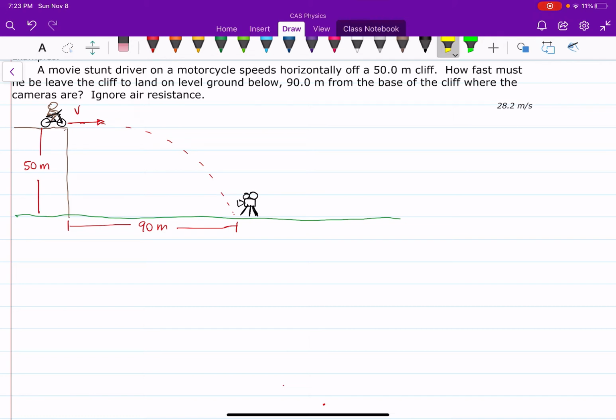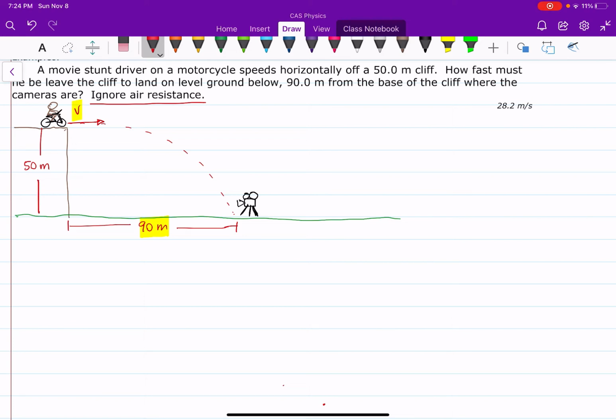So we're looking for the velocity v for it to land 90 meters away from where it started, where the movie cameras are. All right, we're going to ignore air resistance, like we've been saying we're going to do, because it's negligible. It might affect the results a small amount, but very little.